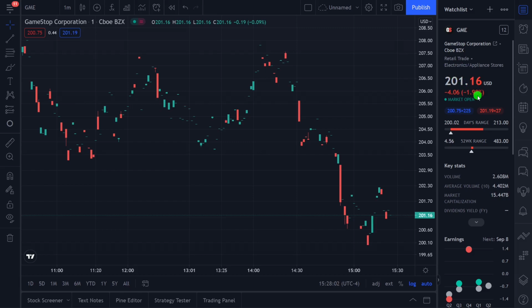GameStop is at $201.16 a share, down 2% on the day, which isn't too bad. Started the day at around $207.46. Kind of up and down, going between 203 and 207 again. And then at about 1:30, power hour started to drop quite a bit and is now at $201.16. And it looks like we are going to be on a bit of a down day, but that is fine because we don't care about the stock price in the short term or even the medium term. It's the long term. That's the play here.